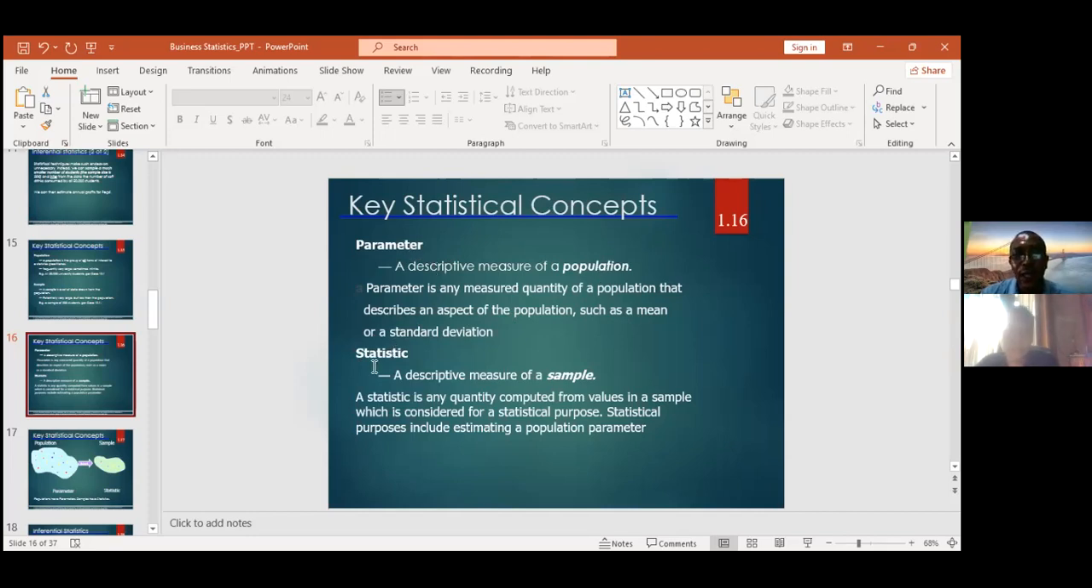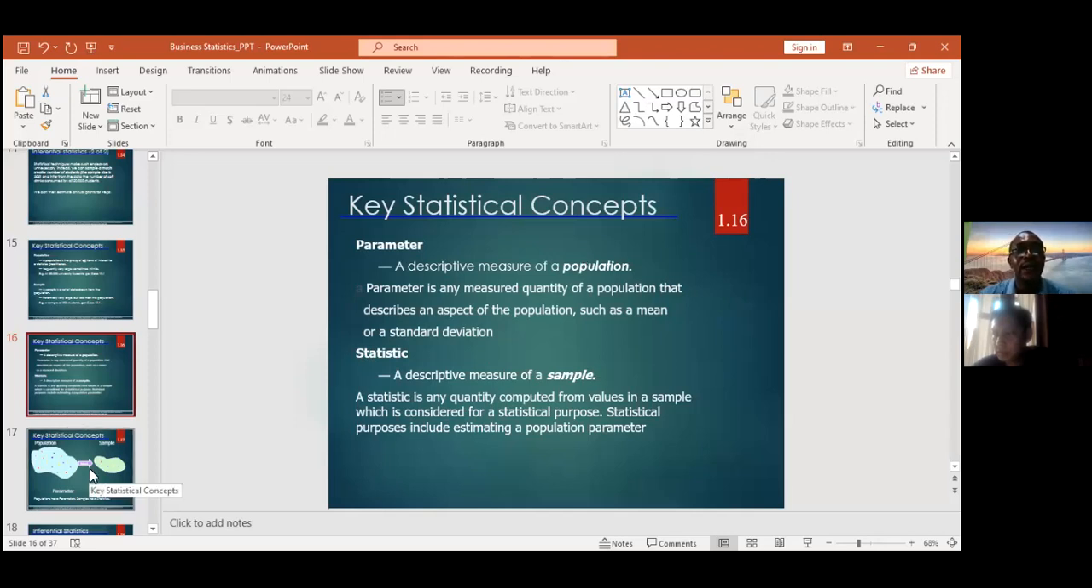On the other hand, a statistic is a descriptive measure of a sample. A statistic is any quantity computed from values in a sample, which is considered for a statistical purpose. Statistical purposes include estimating a population parameter. So when we talk about statistics, we are talking about the sample. So sample and statistics go together, parameter and population go together.